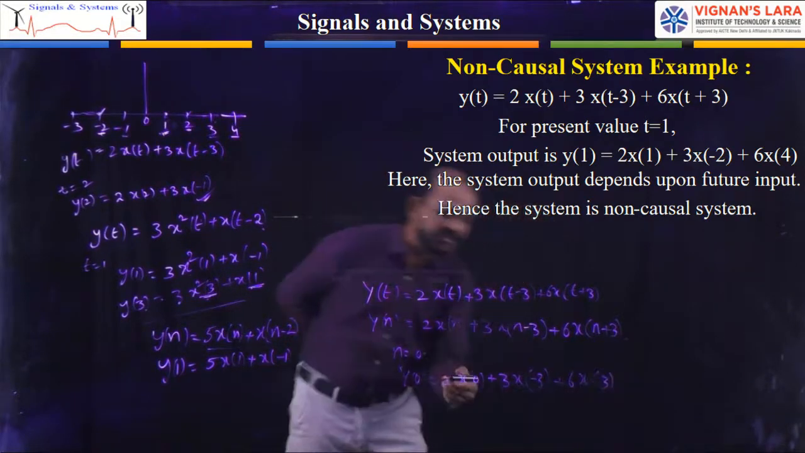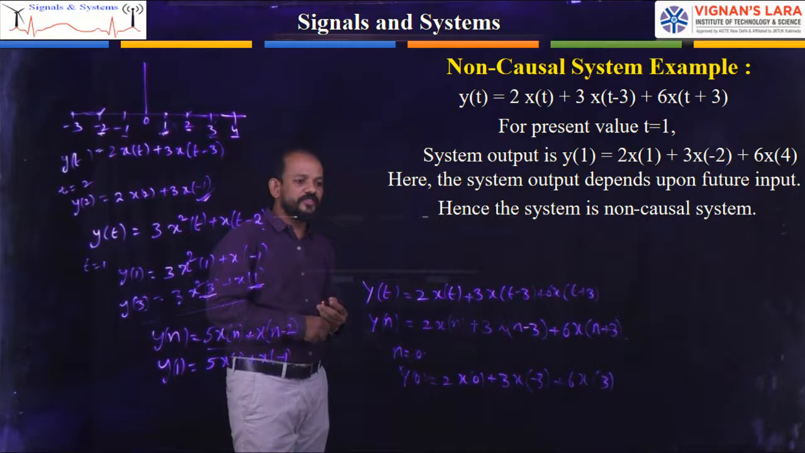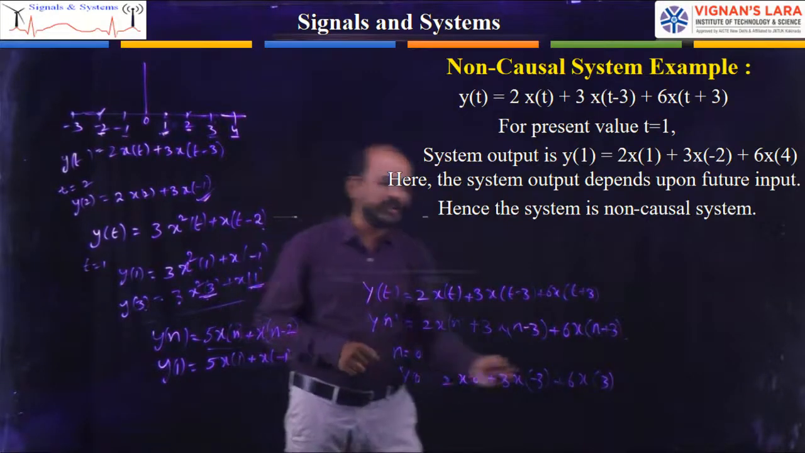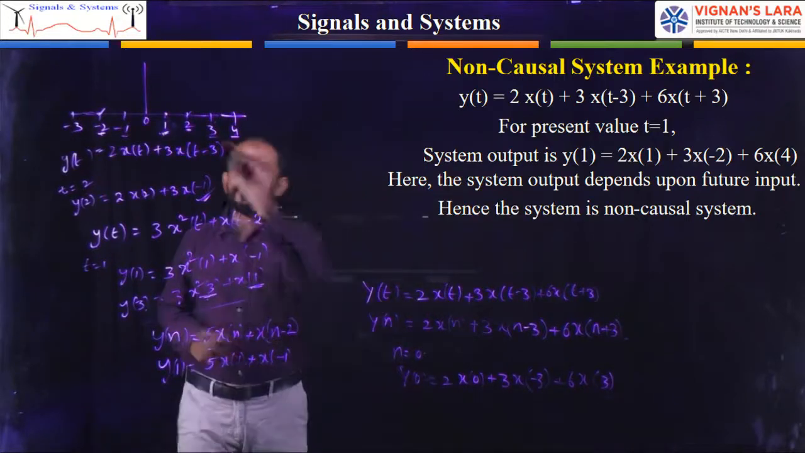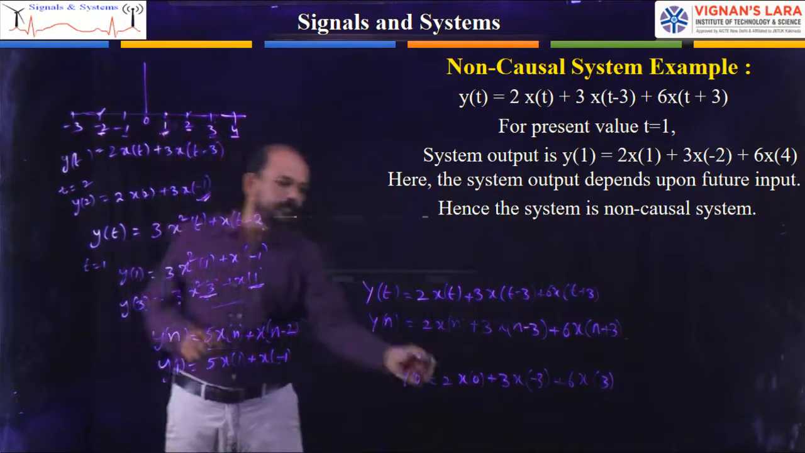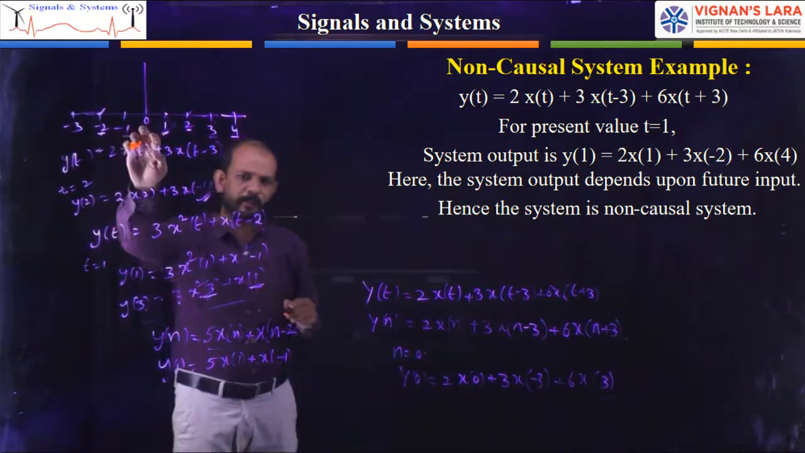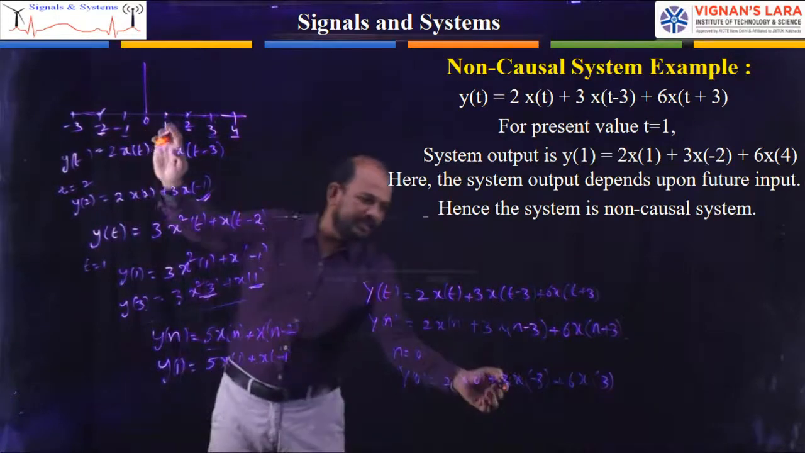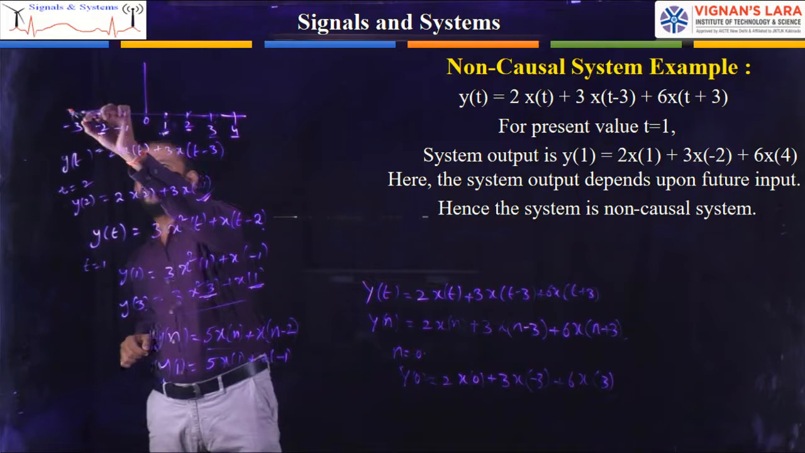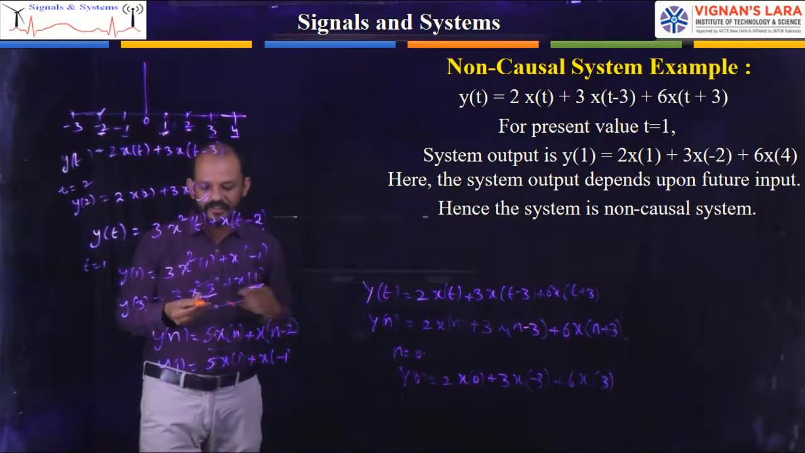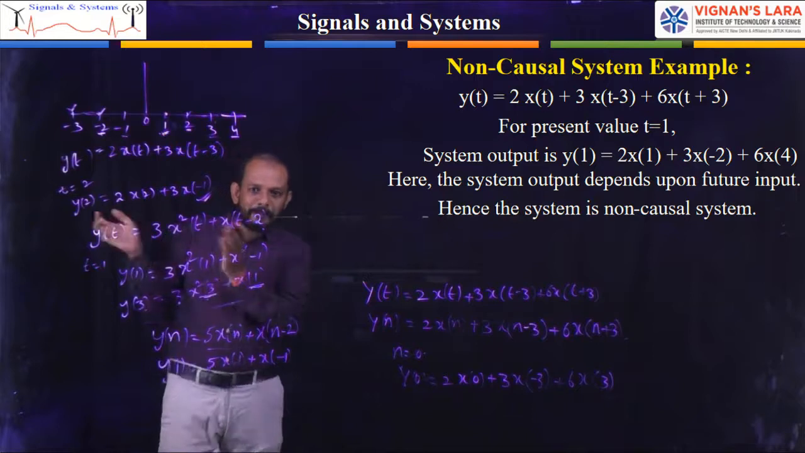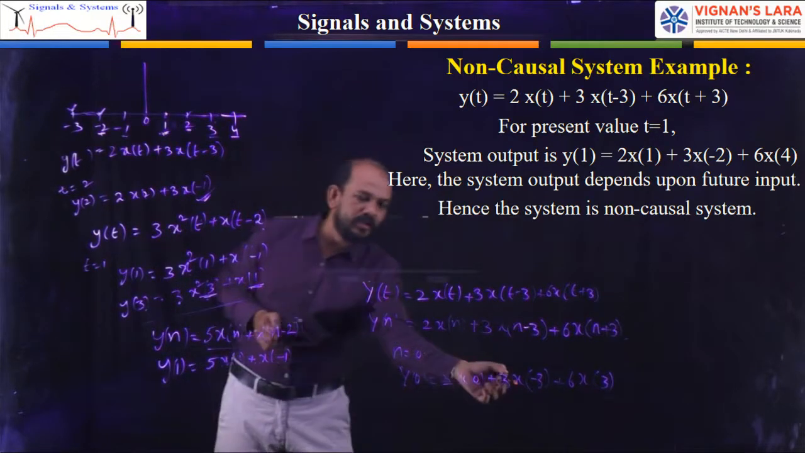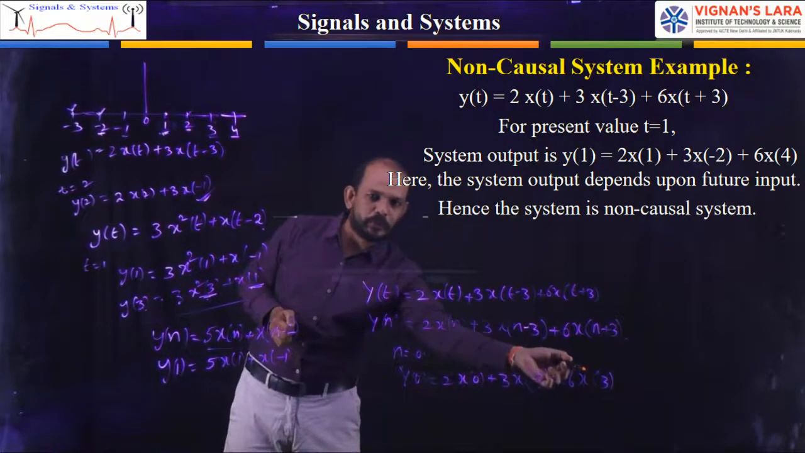Okay, see the equation. y of 0 equal to 2 into x of 0 plus 3 into x of minus 3 plus 6 into x of 3. Now see, for this y of 0, this is the 0 point, equal to 2 into x of 0. x of 0 is the present input, plus 3 into x of minus 3. x of minus 3 is here. That means for 0, minus 3 is the past value. That is, the output depends on past. Plus 6 into x of 3.